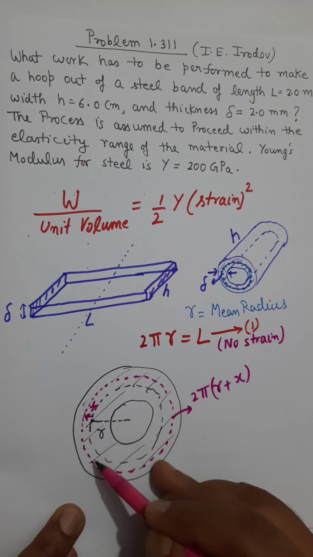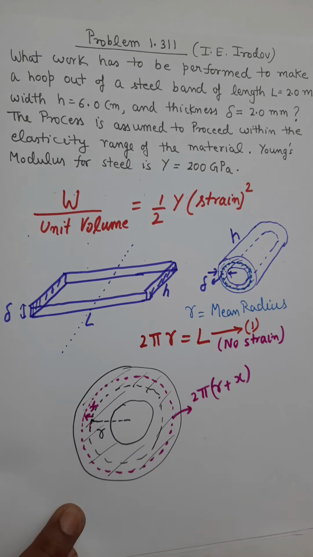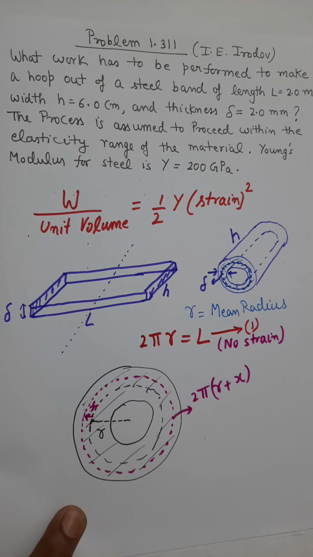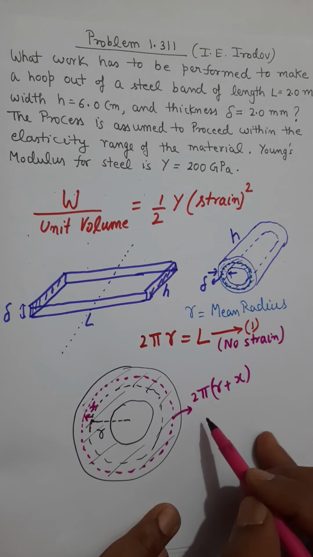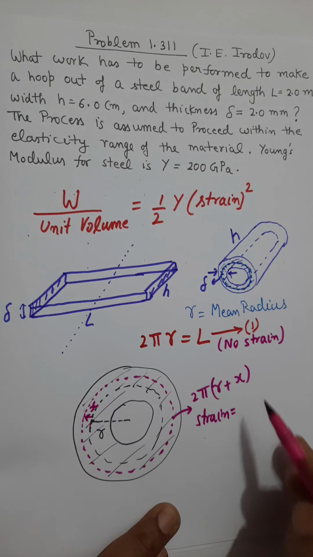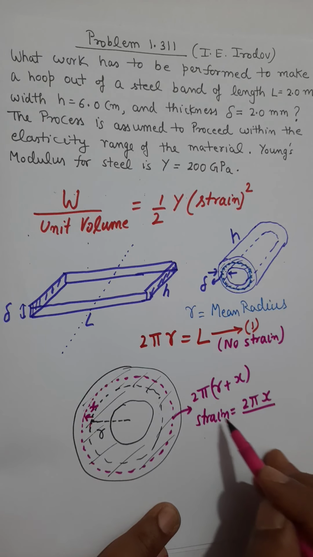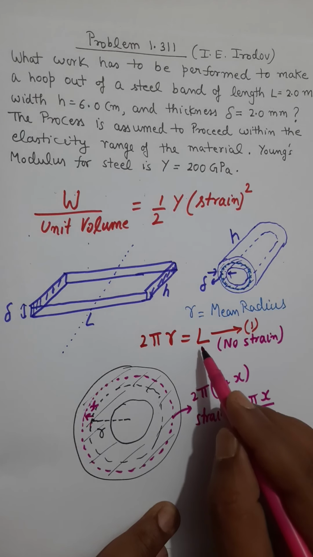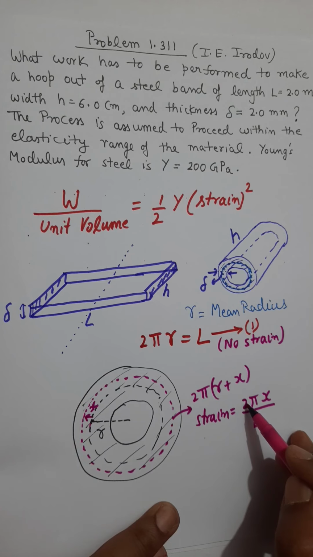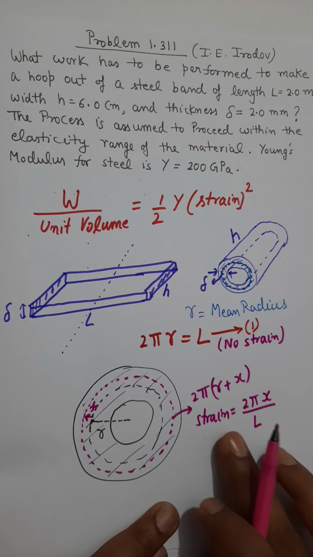So this middle layer is without any strain, and all the other layers are having strain. Following the definition of strain, strain for this layer should be 2 pi x over 2 pi r, which is L. That is stretch or deformation in the length divided by undeformed length. Follow the definition of strain.